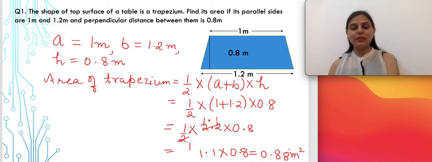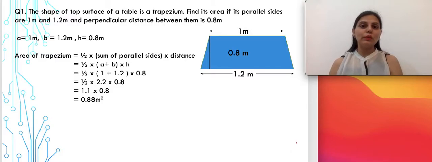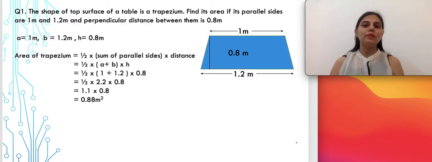Let us see the step-by-step presentation of this question now. Here I have written all the steps in the way in which you need to present your answer in the examination to get full marks. So I hope all the steps are clear. This is a very simple question.